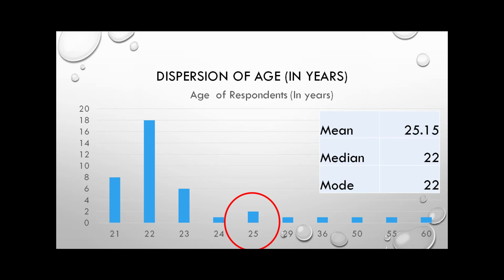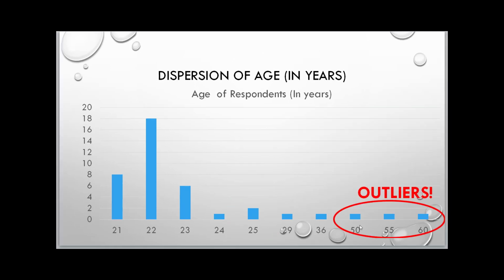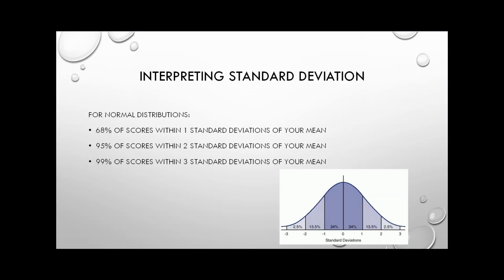The dispersion of age in years, yep, we can see it right here as we lay it out in a frequency distribution with a chart, presentation of a vertical bar, and we can see that our mean is 25. Most of our scores are down here, so we must have some outliers up here that are pulling our mean out of the main area where most of our respondents are. These, as I just pointed out, are our outliers.